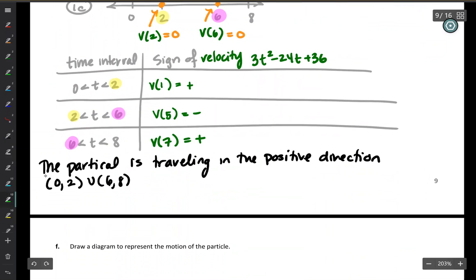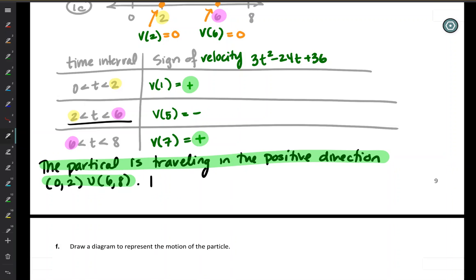Positive direction. And the particle is traveling in the negative direction between 2 and 6. I'll write that, but I'll pause the video for now.